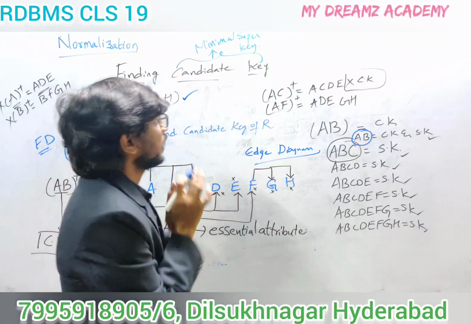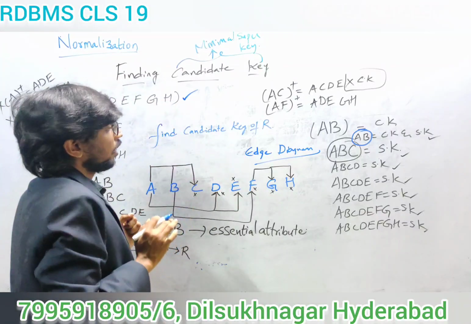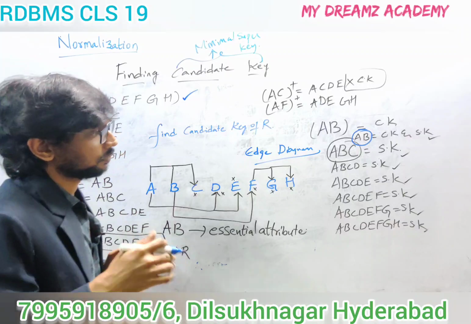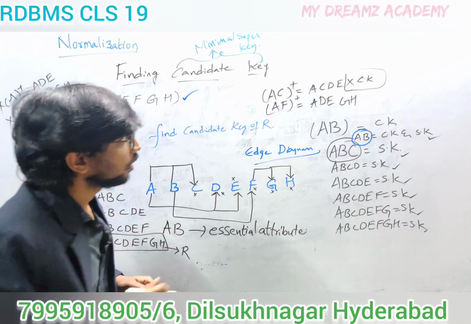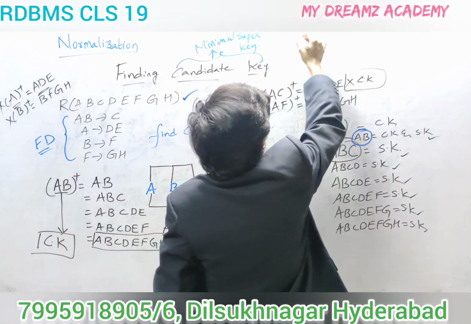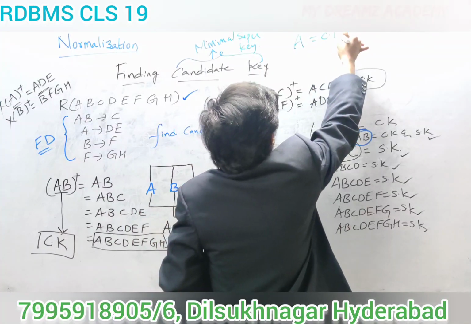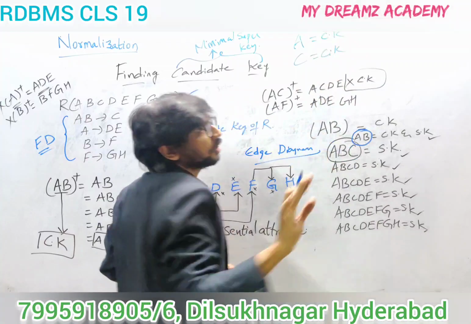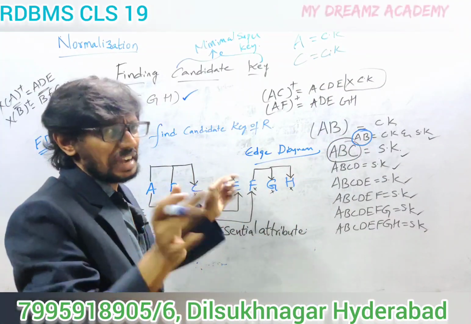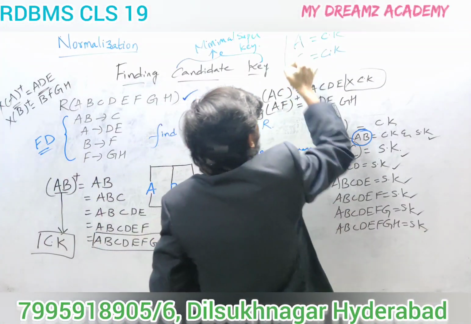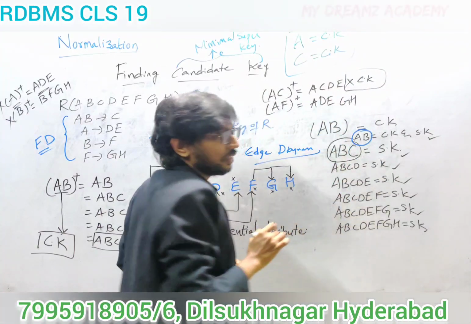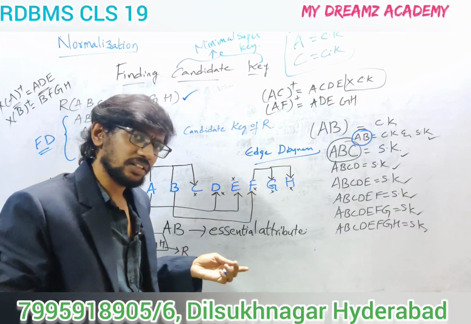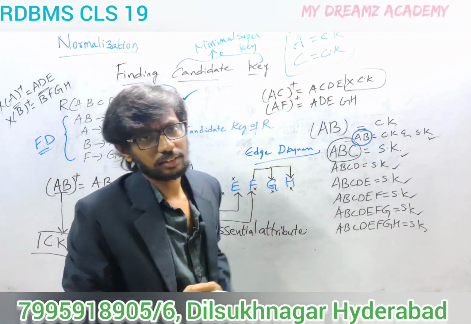Now let us take another example. Suppose in a given relational schema with functional dependencies, there are two possibilities. A is a candidate key and C is also a candidate key. This is a hypothetical example, some random example I am taking. Is there a possibility of two candidate keys in a given relational schema? Obviously it is possible. So there are two candidate keys.